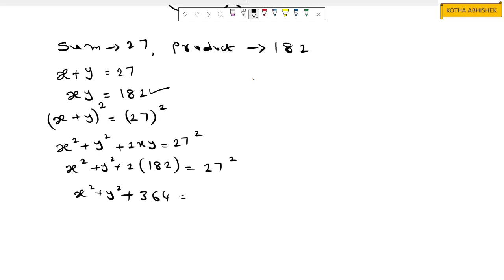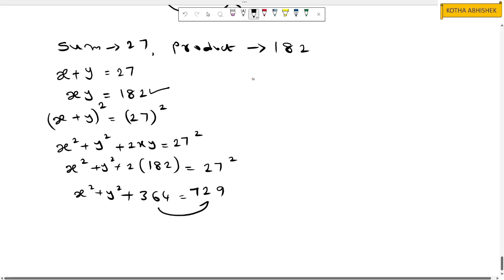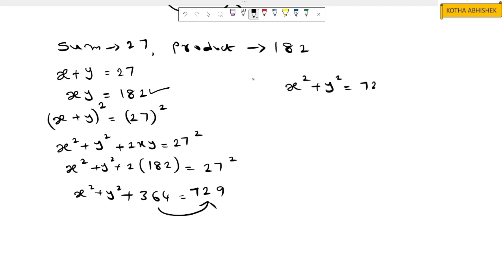27 square is 729. Taking this 364 to the other side, x square plus y square equals 729 minus 364. Then x square plus y square equals 9 minus 4 is 5, 12 minus 6 is 6, 6 minus 3 is 3. So x square plus y square value we got as 365.